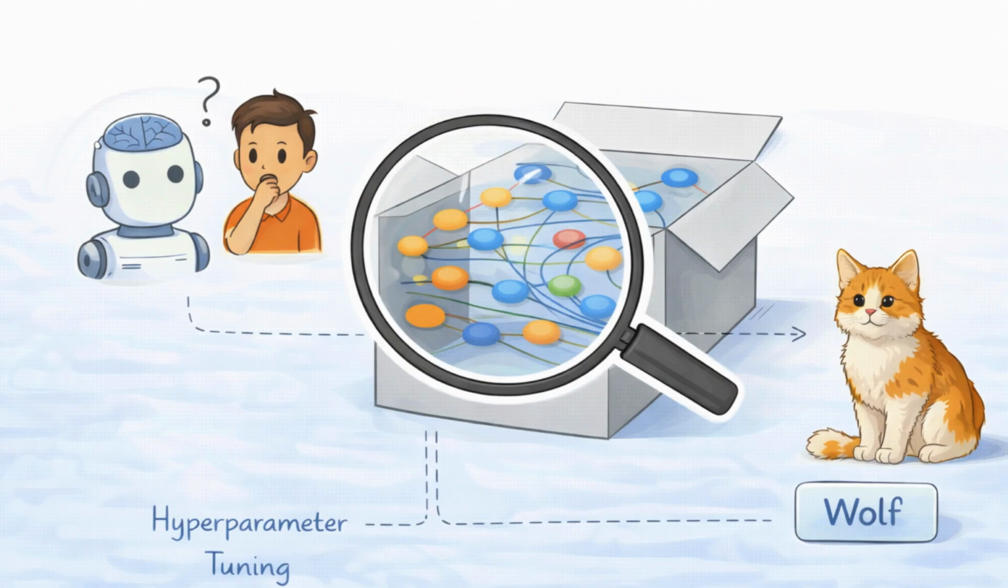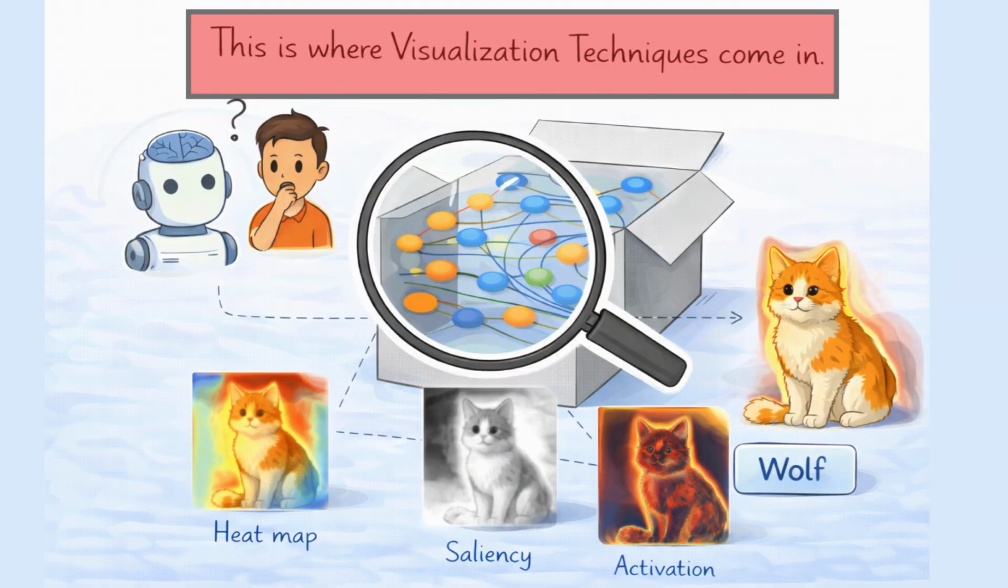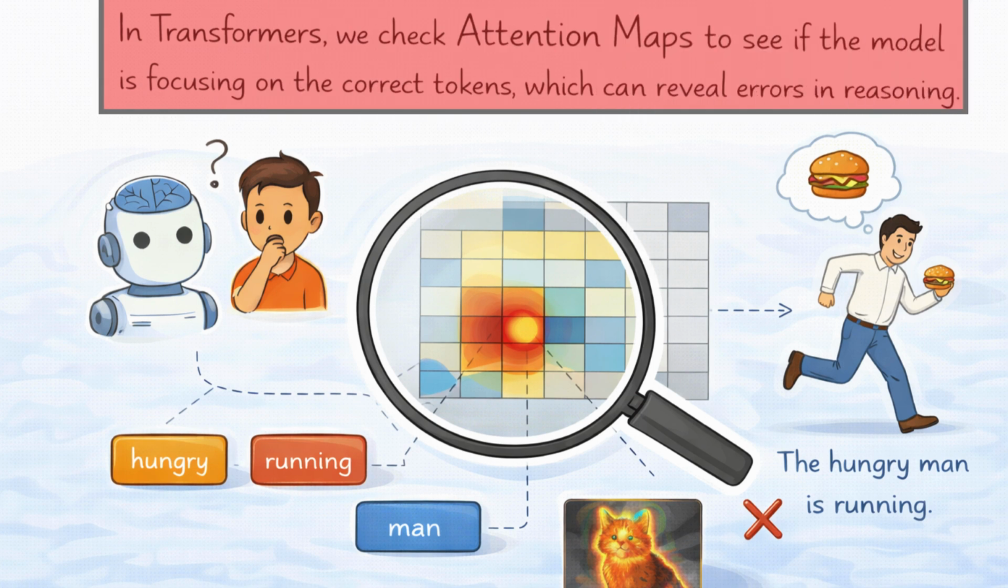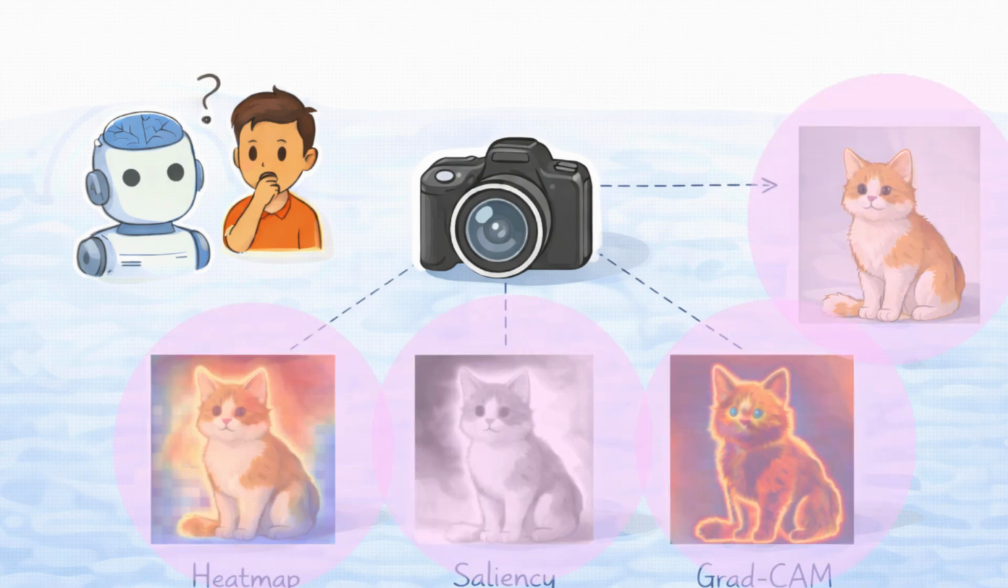Once you know the training is healthy, you need to look inside the neural network to understand why it made a specific prediction. This is where visualization techniques come in. In transformers, we check attention maps to see if the model is focusing on the correct tokens, which can reveal errors in reasoning. For convolutional neural networks, or CNNs, we use techniques that highlight important pixels.